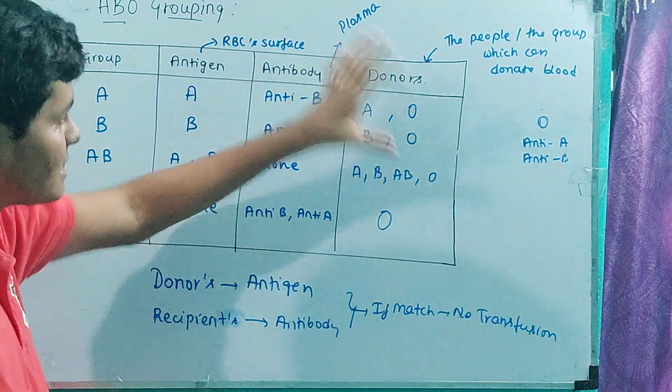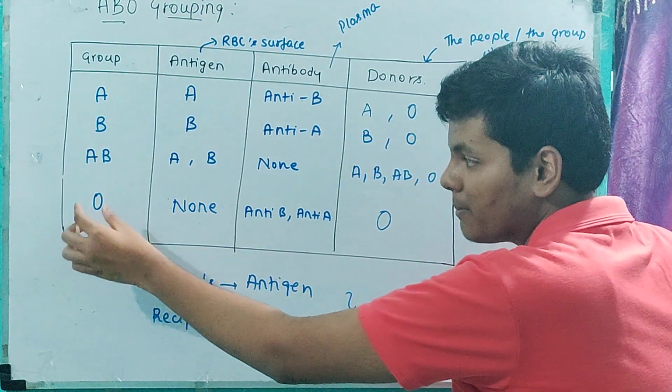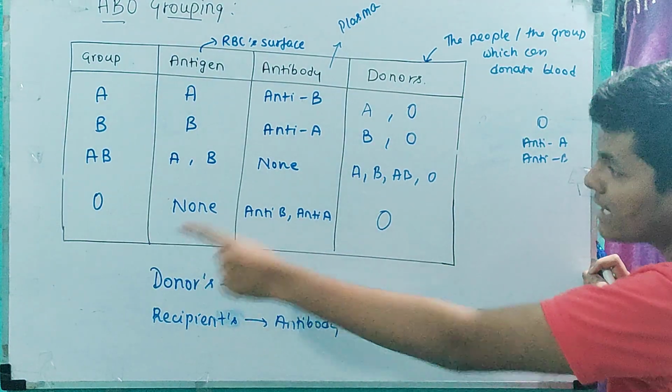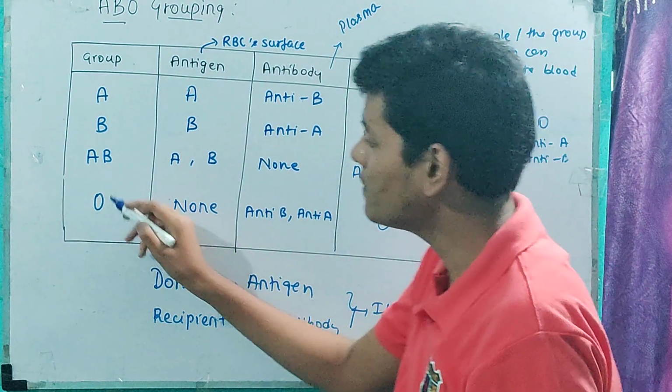So because of this table, we can say that the person who has O group can give blood to all the individuals. So O is called the universal donor.